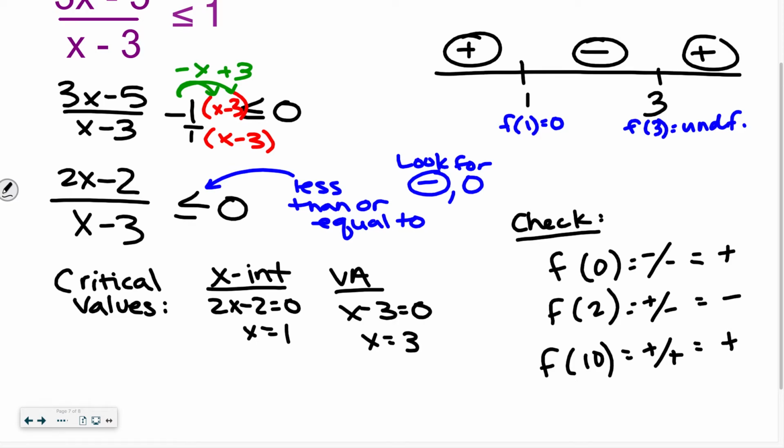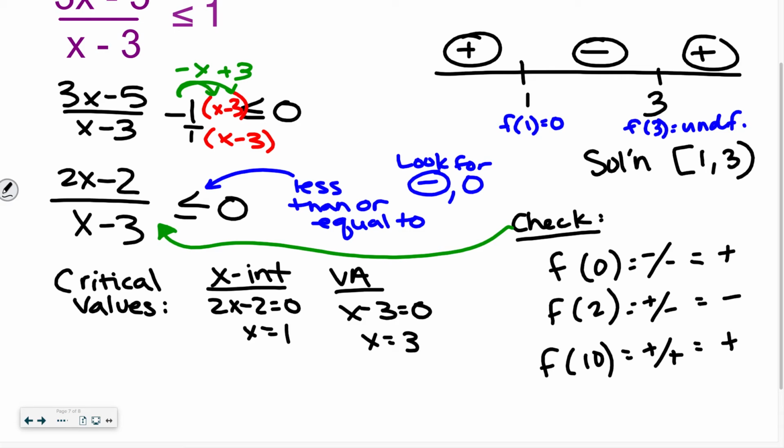Are we okay with where I'm plugging in for my check? I'm plugging my check in to the numerator and the denominator right over here. Okay. So we're looking for negatives and zeros, which means we want that middle section. And we said we would include 1, but we will never include 3 because it's a vertical asymptote. So my solution would be 1, 3, bracket, parenthesis. And then I could draw that graph, 1, 3, bracket, parenthesis, shade.